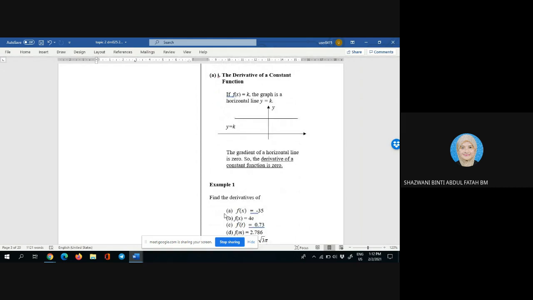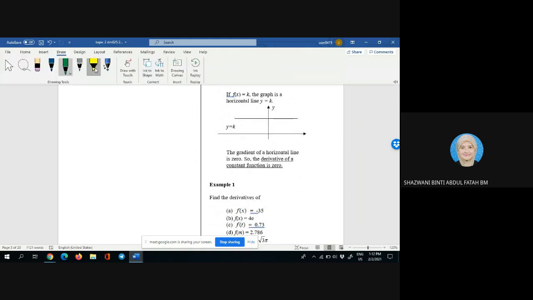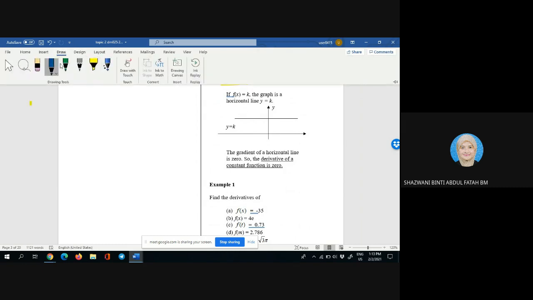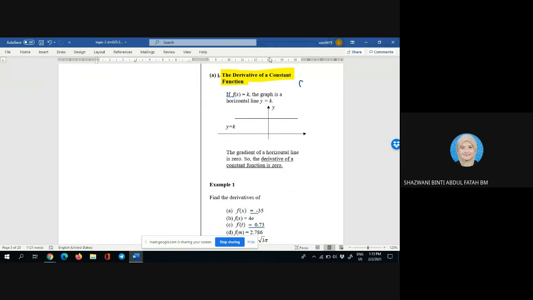The first point is the derivative of a constant function. What does constant function mean? A constant function means the function has no x. It is just a number, for example f(x) equals 5, or any number. So if f(x) equals k, note here, the graph is a horizontal line y equals k.